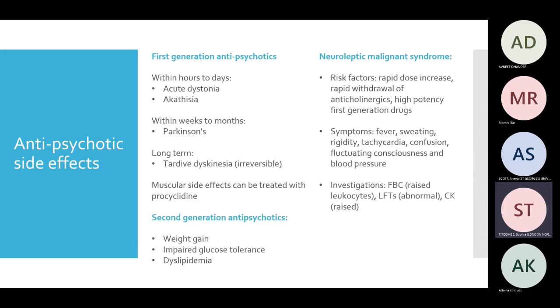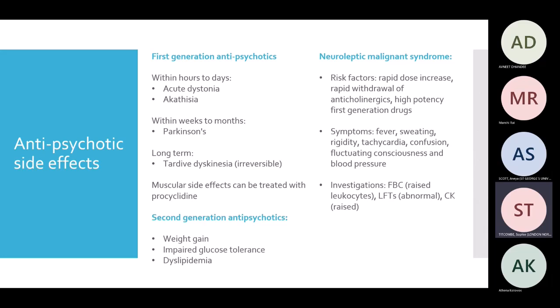So we can group those into sort of time as to when the side effects occur. Within hours to days of starting someone on a first generation antipsychotic, so these are our old ones, things like haloperidol, we can see things like acute dystonia or akathisia. Acute dystonia is basically where we have these involuntary contractions of muscles in the face, in the body, and these muscles contract either in a sustained pattern or in an intermittent pattern. And this basically results in the patient having abnormal movements or abnormal posture.